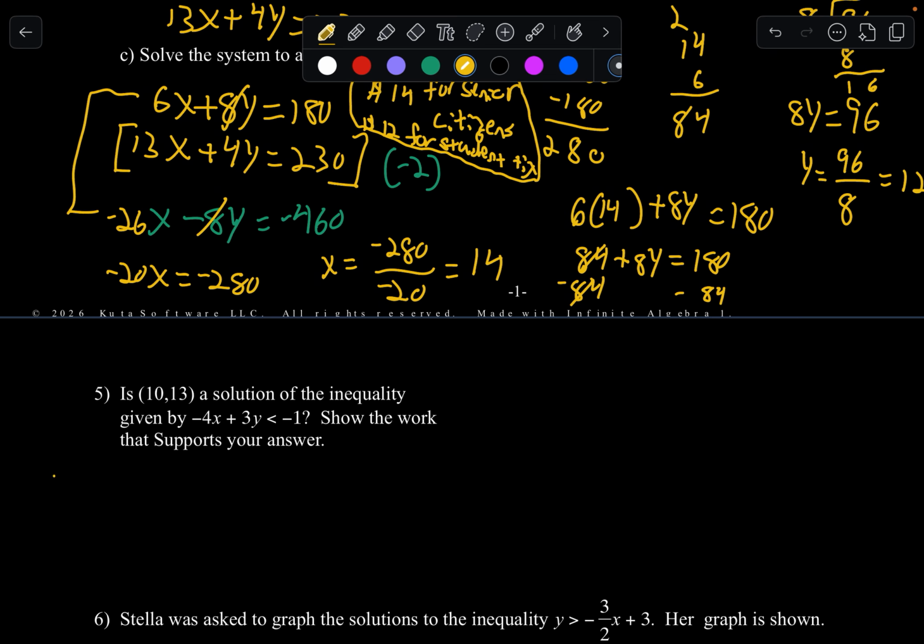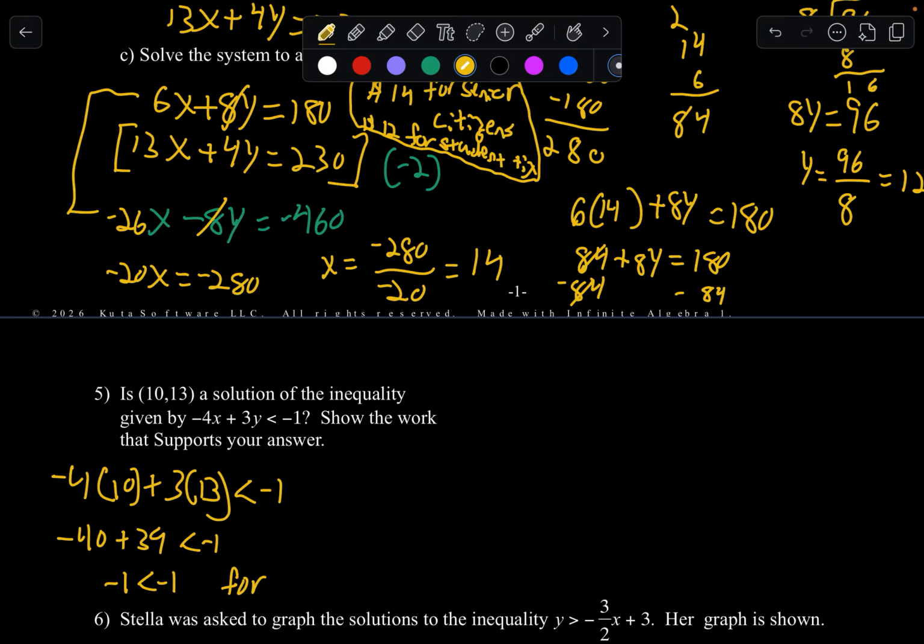Well, let's check it. Literally just plug in 10, 13. Is that less than negative 1? So you get negative 40 plus 39. Is that less than -1? Do we get -1? Is that less than -1? You might be tempted to say, yes, it does work. It would only work if it was less than or equal to. You have to realize, hey, this is just less than. So this is false.